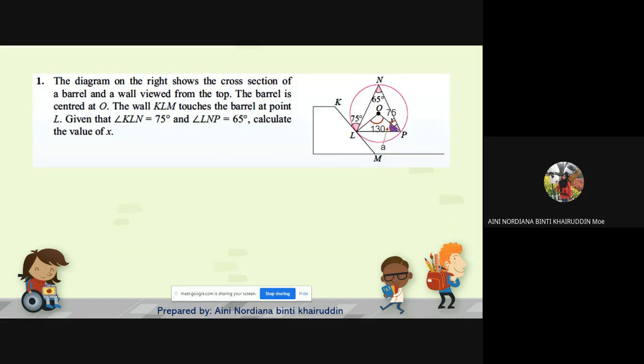You need to calculate the value of A first, which is 180 minus 130 divided by 2. So A is 25. Now you can calculate the value of x. 75 minus 25 equals 50. So angle x equals 50.